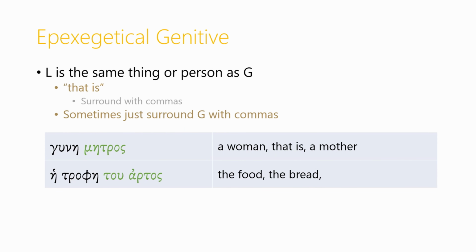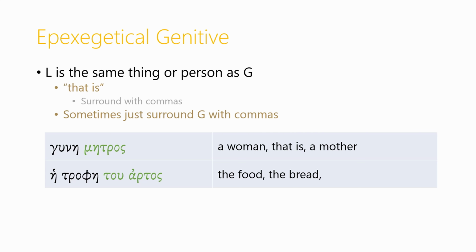The epexegetical genitive, where the lead nominal is the same thing or person as the genitive nominal. This is where we often translate using the English phrase that is, or sometimes even just surround the genitive nominal with commas. So gune meteros, the mother woman, the mother and the woman in this case have a very close relationship. They're the same thing. So we might say a woman that is a mother.